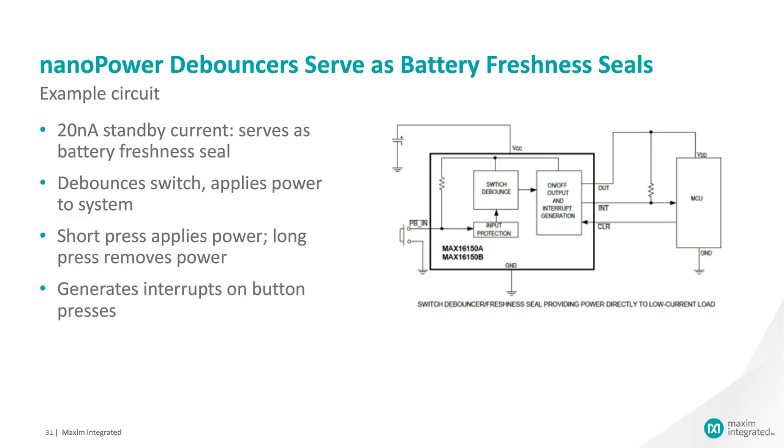This is the summary of the supervisors. Basically, there are four major types. The first is reset or voltage monitor, voltage detector. Second is sequencer. The third one is the watchdog timer. And the last one is the push button controller or on-off controller.